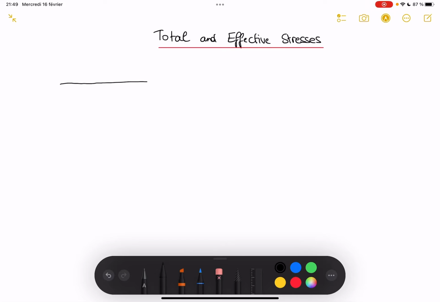Let's say here you have your soil profile and you want to analyze your particle here. You will basically be analyzing this particle like this, which will be affected by horizontal and vertical stresses. So sigma V is vertical stress and sigma H is horizontal stress. Now vertical stresses, what do these include?